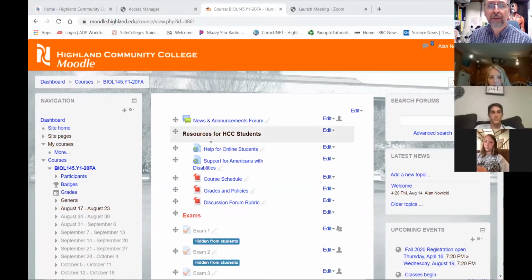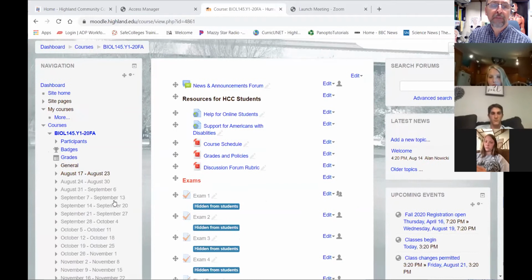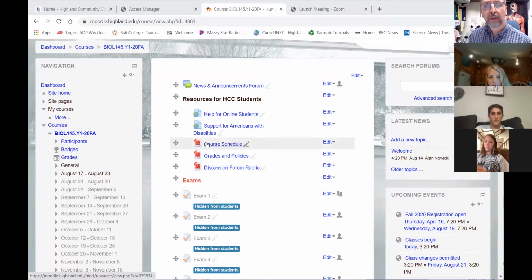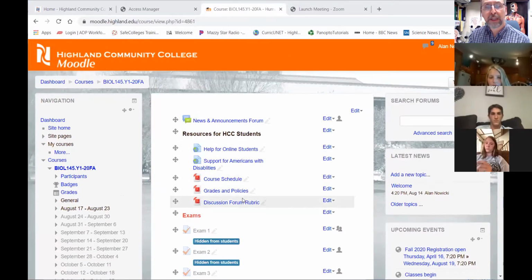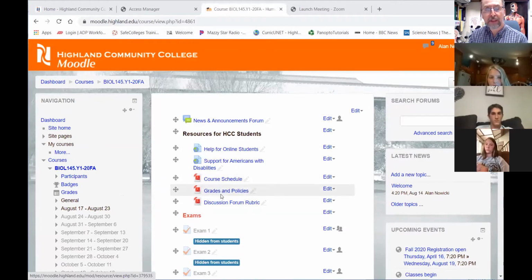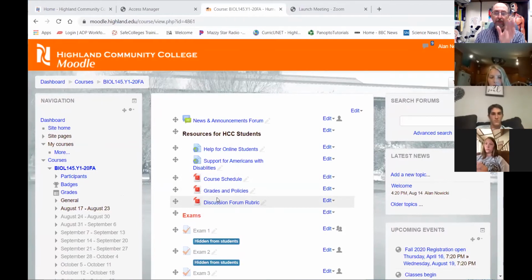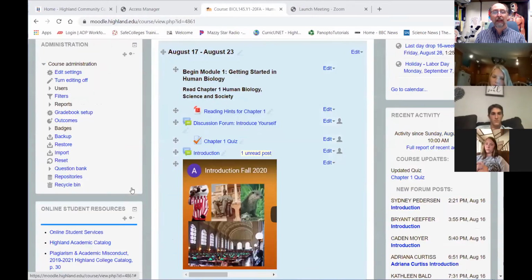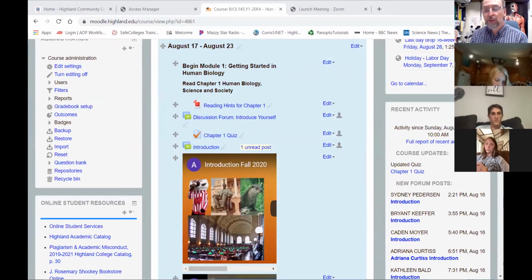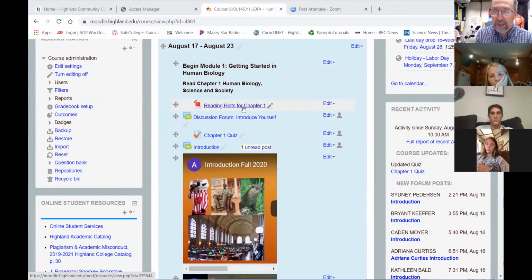We have a weekly schedule. There's some materials for you to look at at the top: the course schedule, grades and policies, and a rubric. I'll show you those. But we're also organized by week, and usually we're going to cover about one chapter in the book each week. I will give you some reading hints for that, like one page of vocabulary and some summaries.